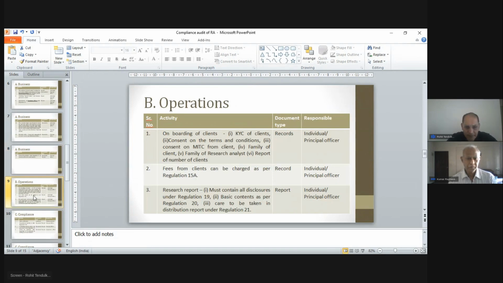Next point is operations part. See, in operations, you normally onboard the client, collect fees from the client, and you publish the research report. These are the three major activities in the operations part. So we'll go one by one.